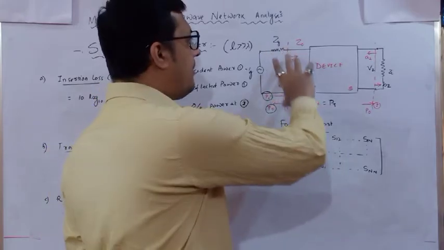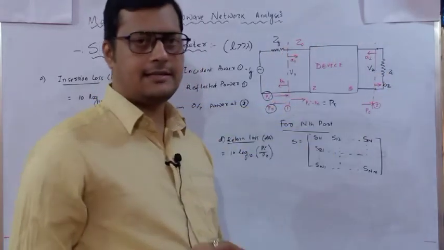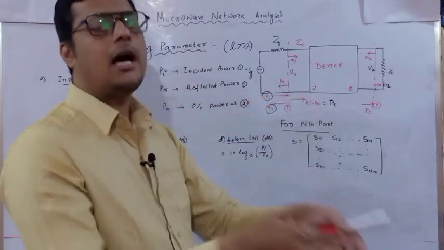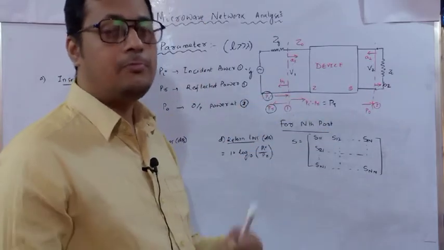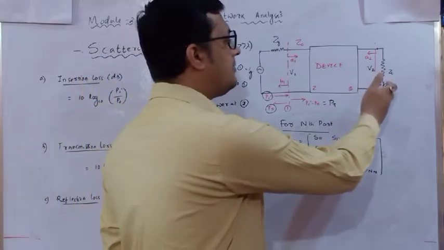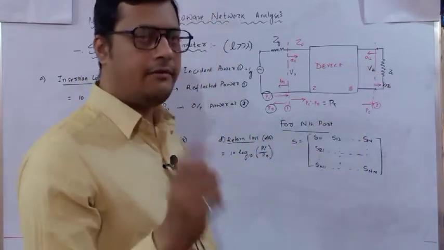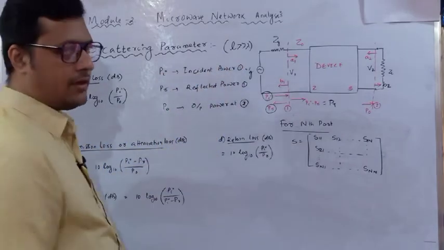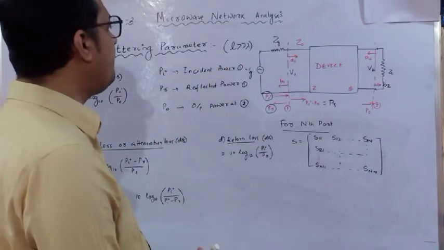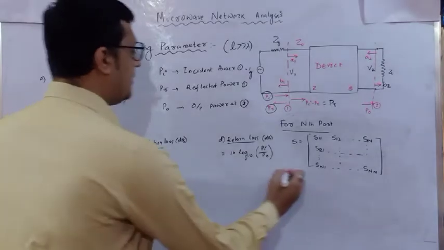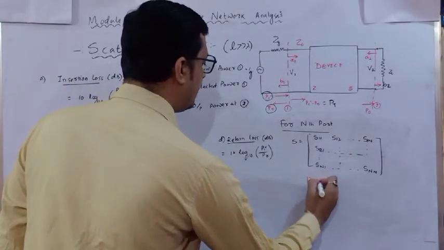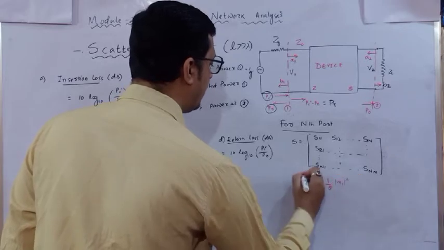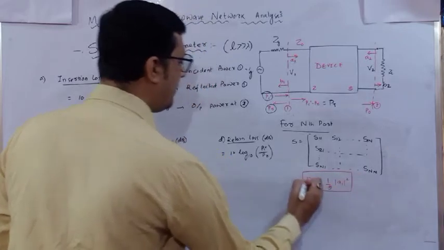But whatever power is delivered to this ZL is due to the presence of this B2. So that is the output power. So output power is measured with respect to B2. Individually, I will identify first the input power at port 1. Okay. So what is the input power at port 1? So Pi, I will write half mod A1 square. So this is my input power.